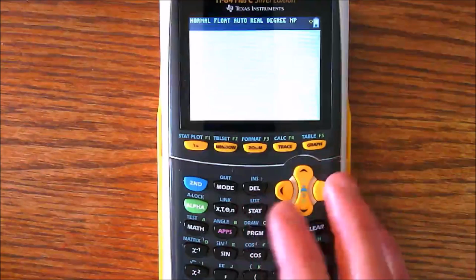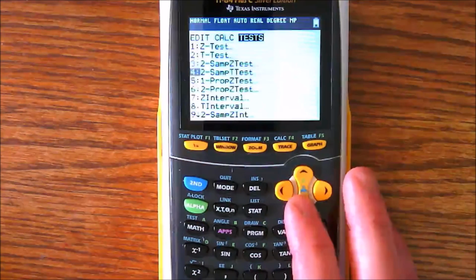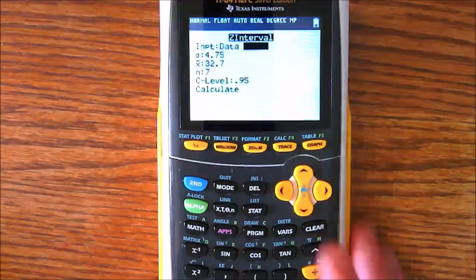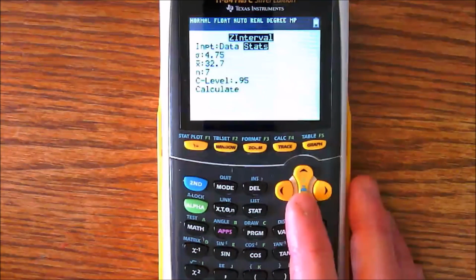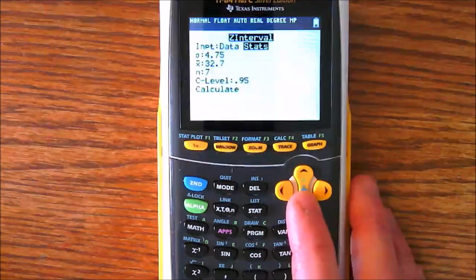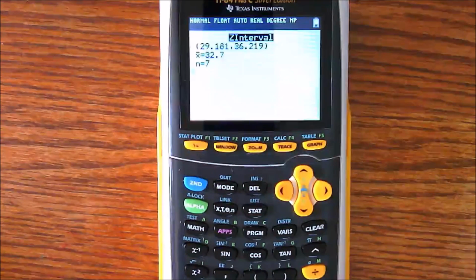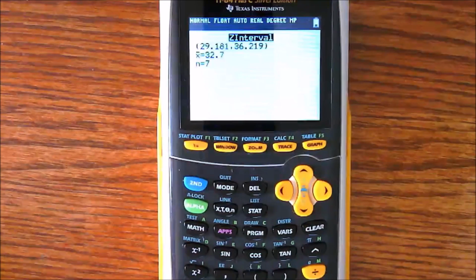So let's get our interval. So we're going to go here. We're going to do choice number 7, a z-interval, and 4.75, 32.7, 7. And then there's our interval, and we'll go over what those numbers mean in just a moment.